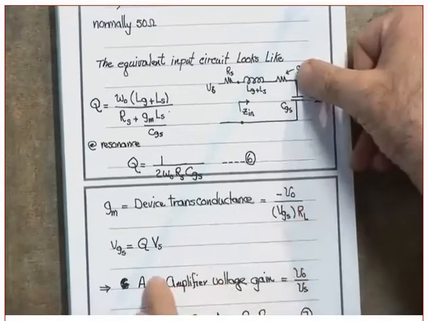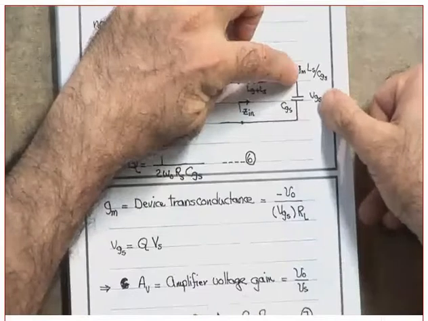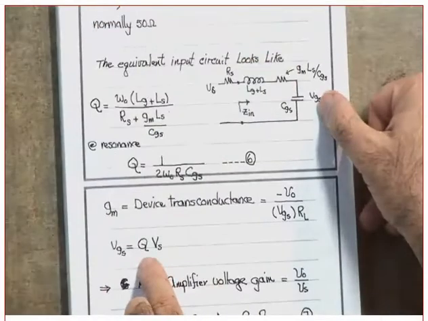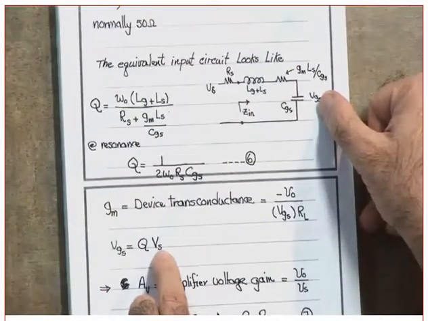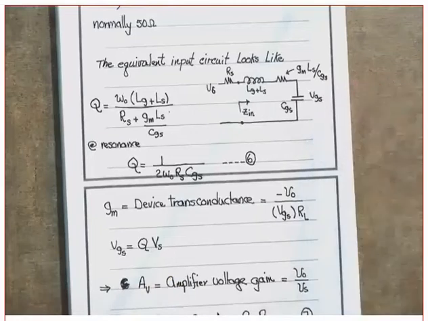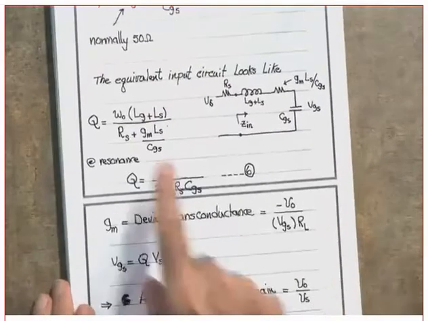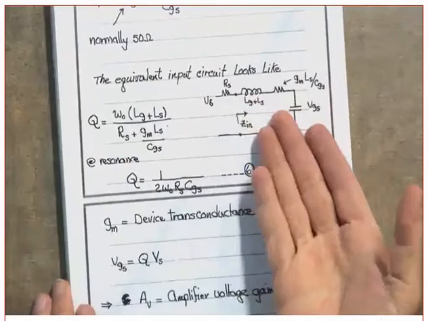What is the voltage across the capacitor? The capacitor voltage is VGS, which is equal to Q times VS. Did you get my point or not? You are losing me? You lost me here. What is the Q of this guy? Can you tell me what is the Q of this guy?